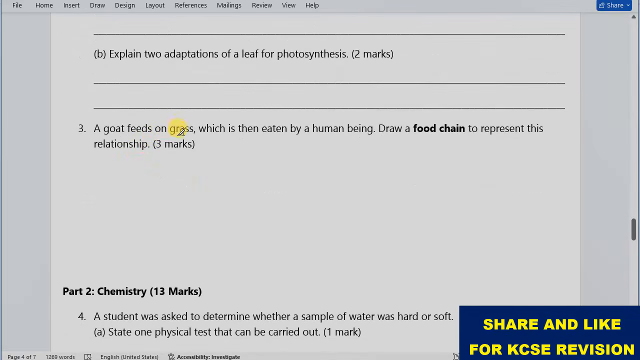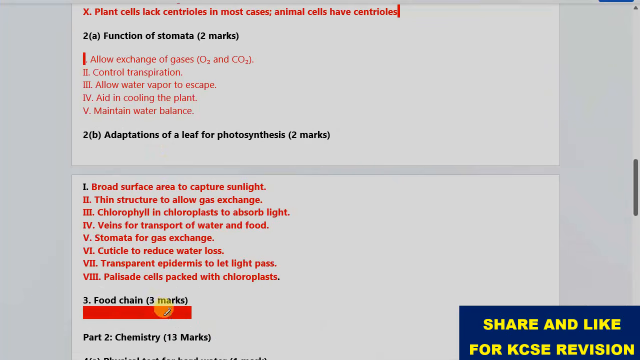A goat feeds on grass, which is then eaten by a human being. Draw a food chain to represent this relationship. So it is grass, goat, then human. That is the food chain.